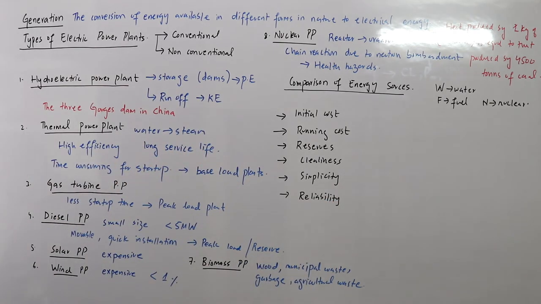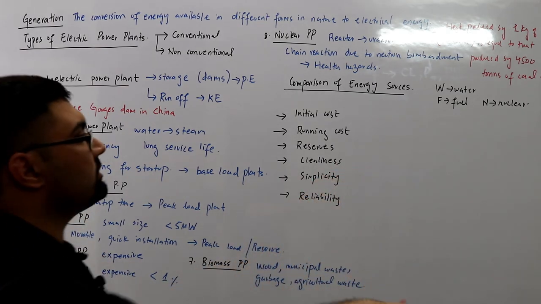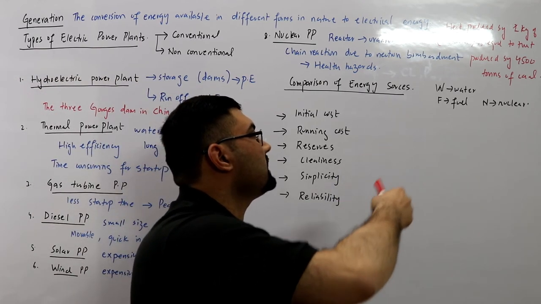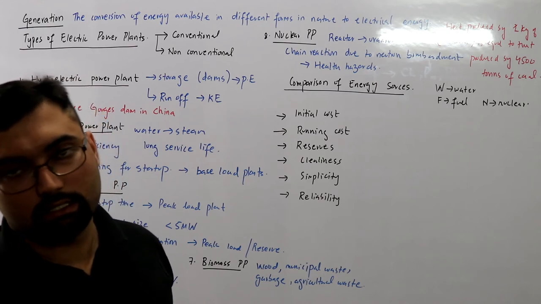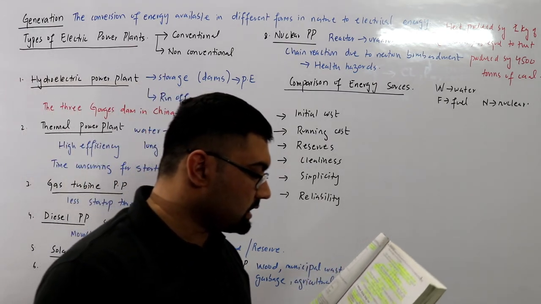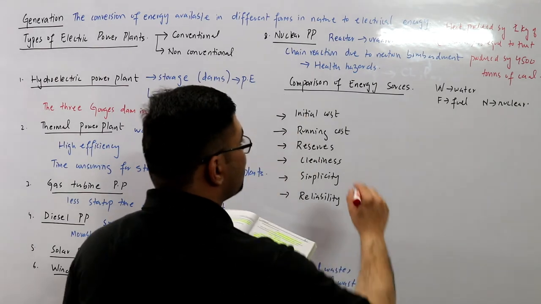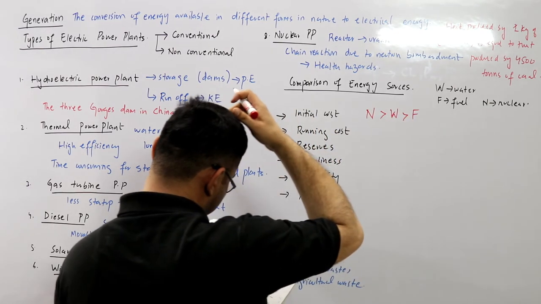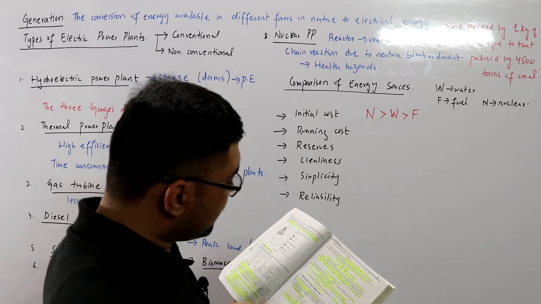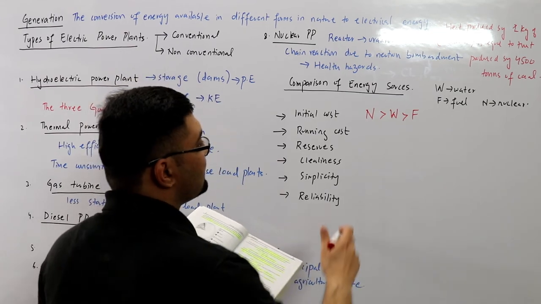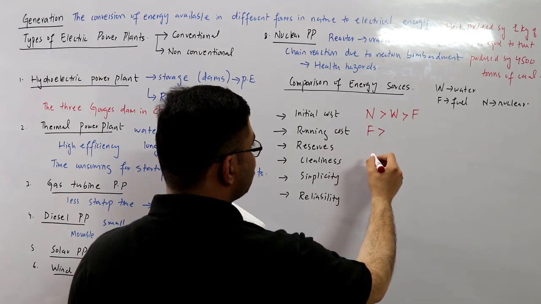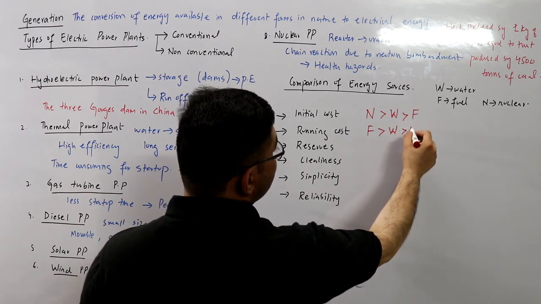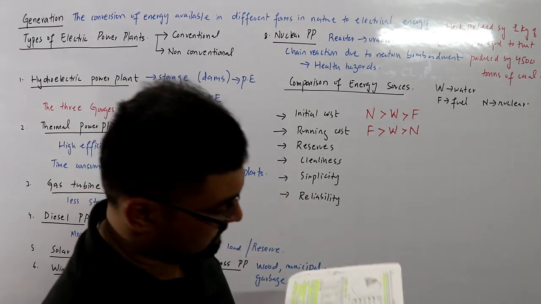Now they have not included the whole list in this discussion. They have only included the major three, because these three are the major ones used: water, of course, the highest, fuel for the thermal, and then nuclear. In terms of the initial cost, nuclear has the highest cost, then water, and then fuel operated. Similarly, the running cost for fuels is the greatest, then water, and then for nuclear the running cost is the least.